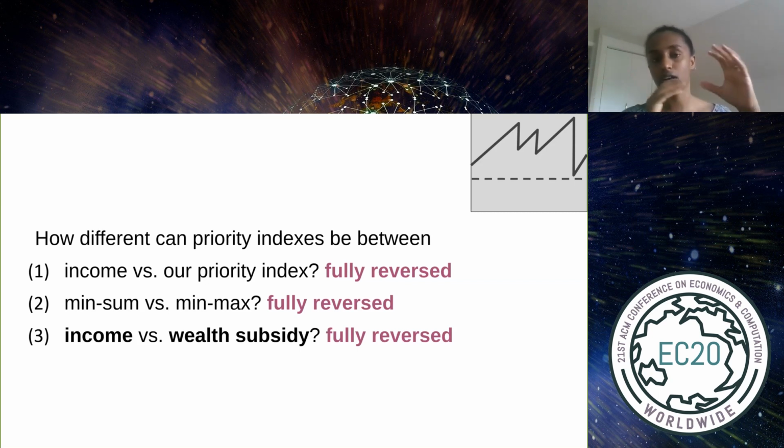So just like a subsidy that changes the y-intercept rather than changing the slope from the graph that we see on the right-hand side. So under these two subsidies, again, you can actually have these fully reversed orderings of the agent's priority in the order in which you should be targeting them.